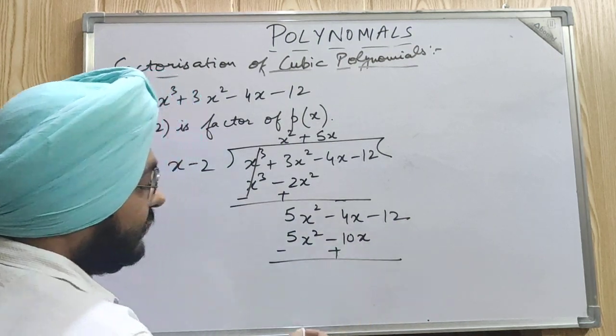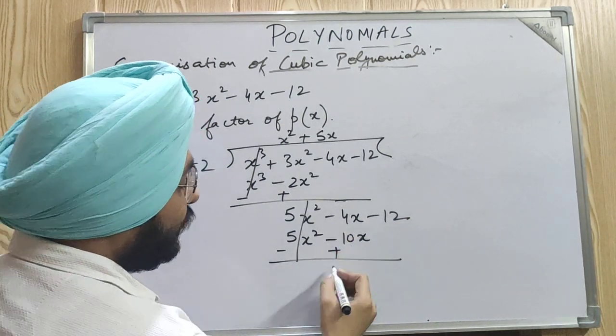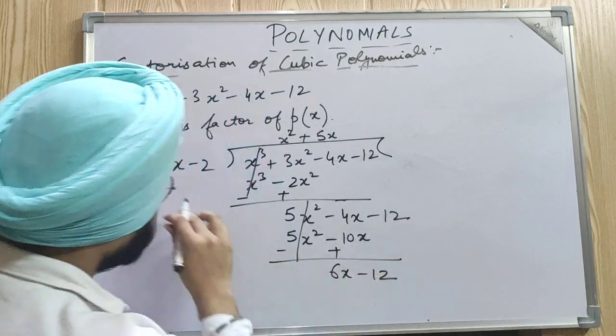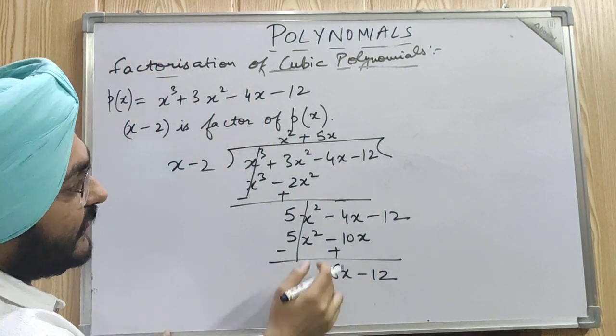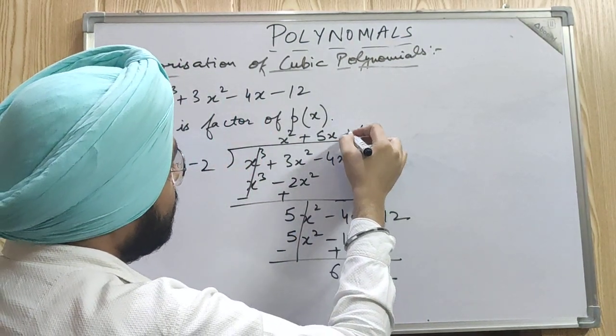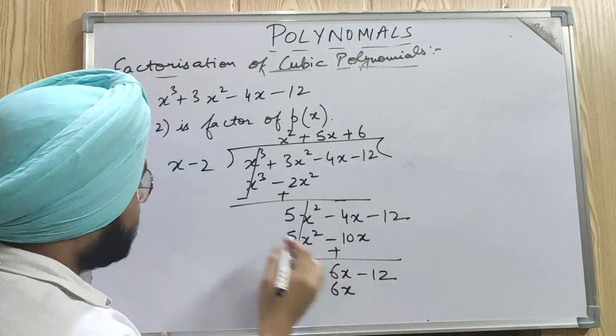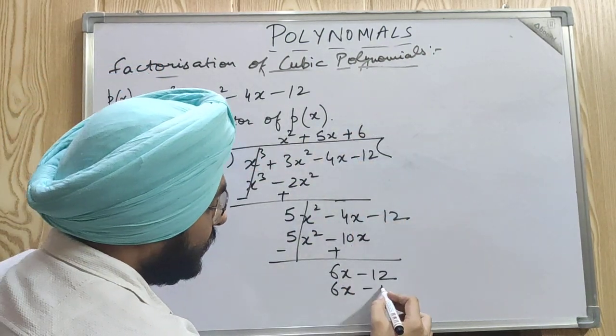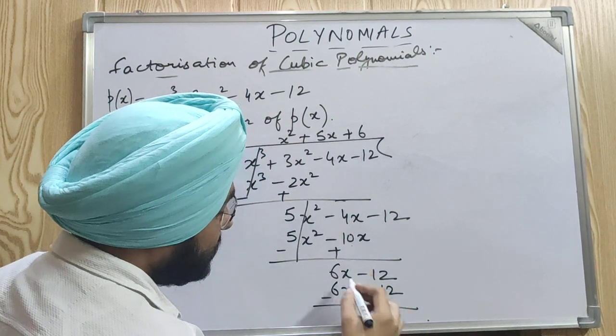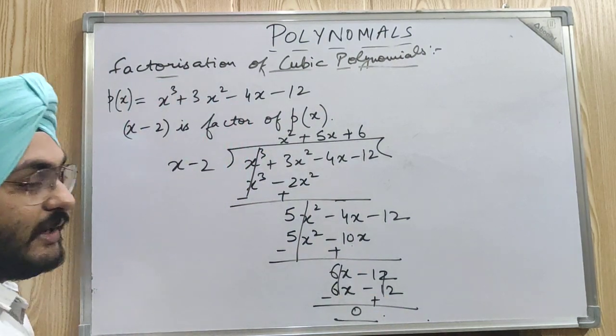So this will be negative, positive. Okay, 10 minus 4 will be 6x. So x should be multiplied with what to get 6x? I will be saying plus 6. So I will be getting 6x minus 2 into plus 6 will become minus 12. Changing the signs, all will be cancelled and the remainder will be 0.